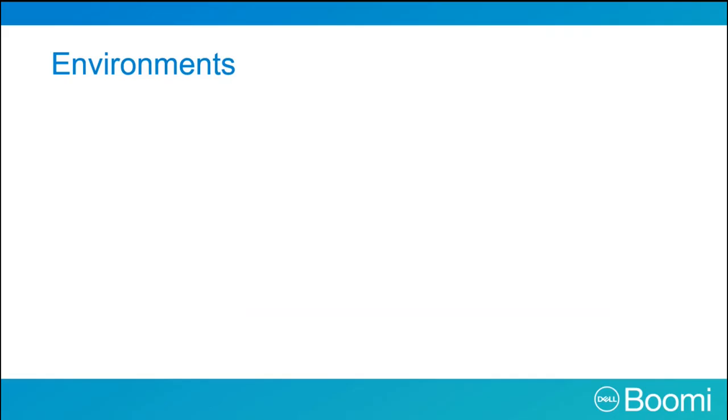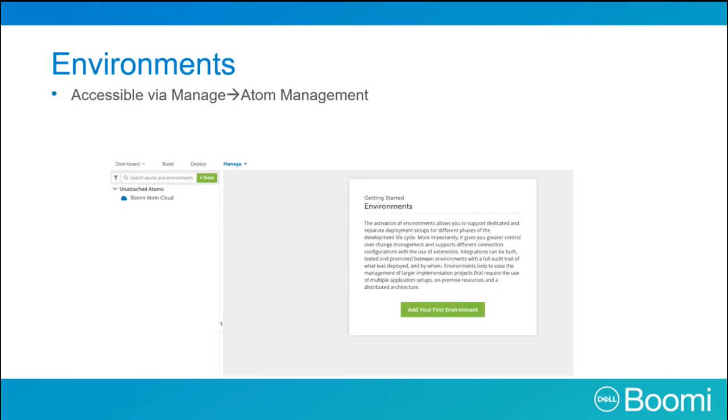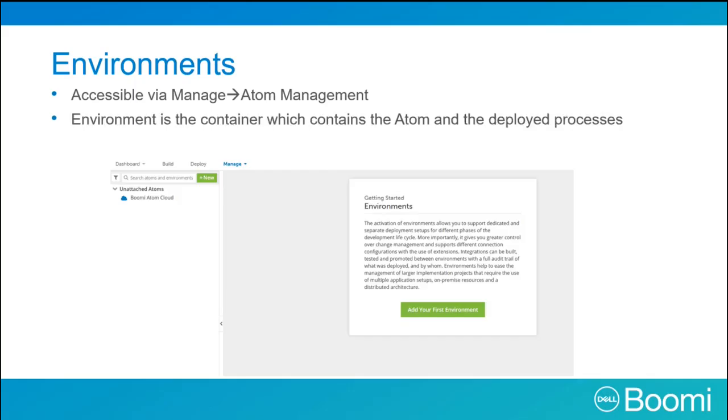When discussing Atoms, let's briefly address the idea of environments. We create and manage environments in the Manage Atom Management page. An environment is a container housing the Atom and the deployed processes. A specific Atom can attach only to one environment at a time. Now, the true power of environments occurs with extensions, which is discussed in later classes. For now, let's just think of an environment as a dedicated deployment setup used to support the different integration development lifecycle phases. Within the environments, we'll attach to a specific Atom to control the process runtime.